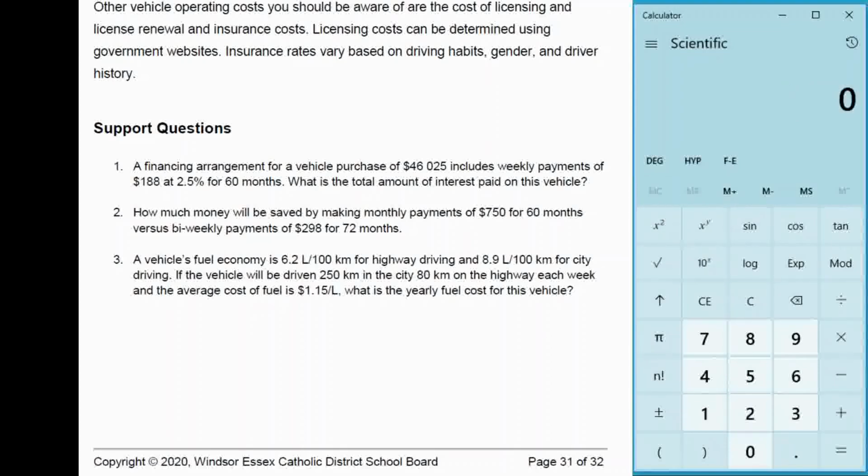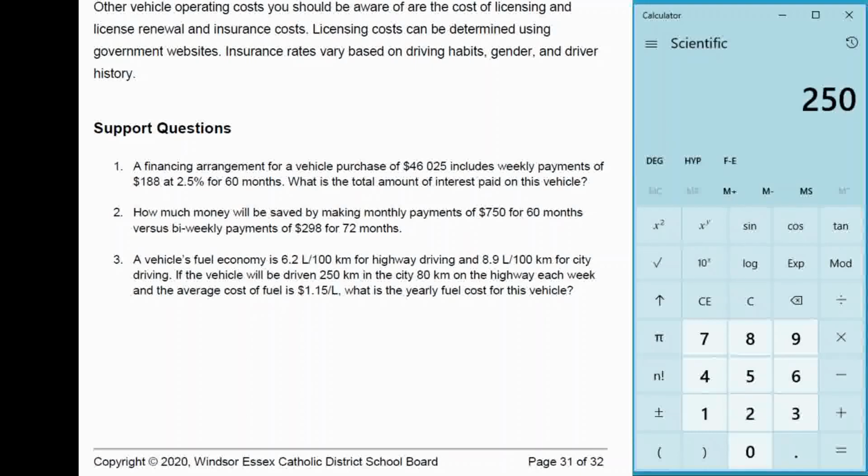Last question here talks about fuel economy. It says the fuel economy of our vehicle is 6.2 liters per 100 kilometers for highway driving, and it's 8.9 liters per 100 kilometers for city driving. So if we're going to drive 250 kilometers in the city and 80 kilometers on the highway each week, and our average fuel cost is $1.15 per liter, what's the yearly fuel cost for this vehicle?